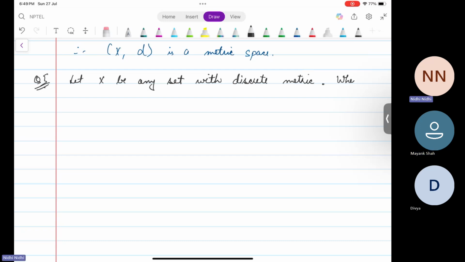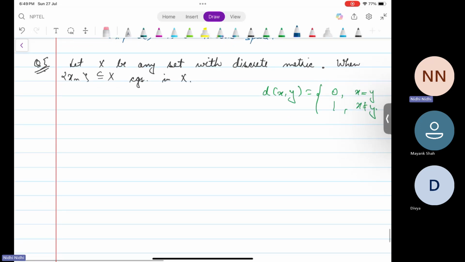So when does a sequence converge in this discrete space? When does x_n converge to x in X? So we have d(x,y), this is equal to 0 when x is equal to y, and this is 1 when x is not equal to y. So we need to see how we can look for convergence in the discrete space. So what do we mean by convergence?